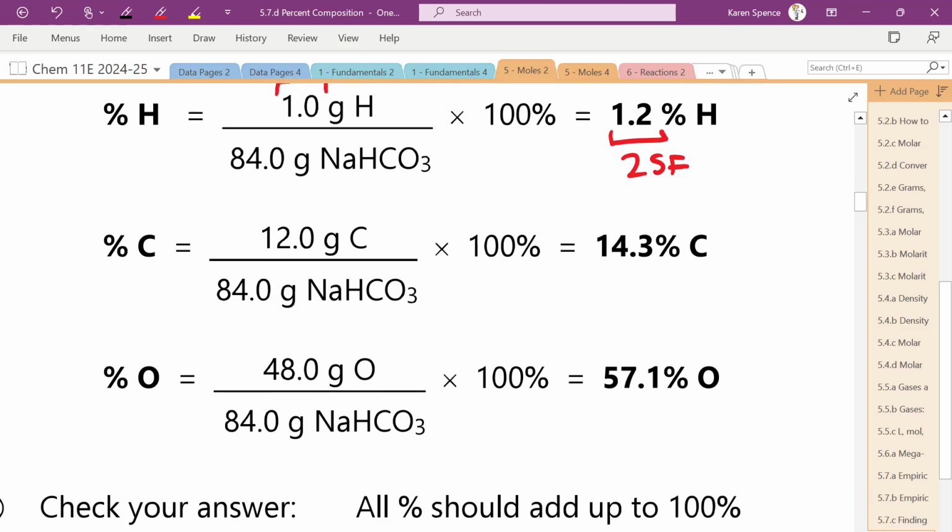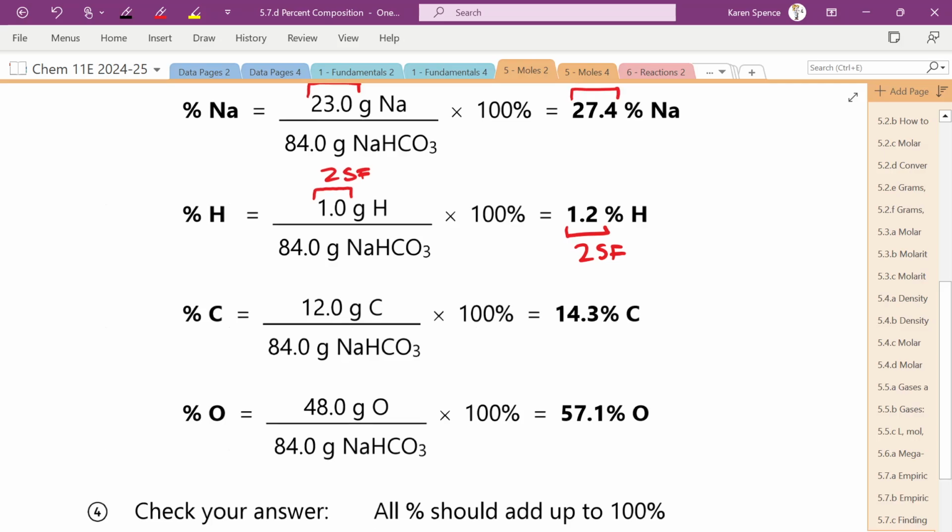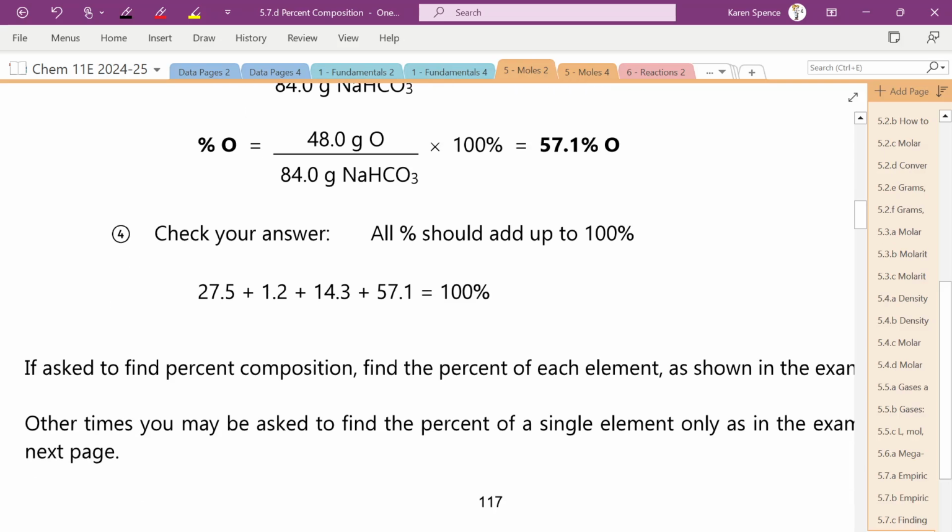Okay, and that's it. You should maybe at the end just check your math by adding them all up, and they should all add up to 100 or at least really close to 100. With rounding, you might end up with like 99.9, you know what I mean? But it should all add up to 100.